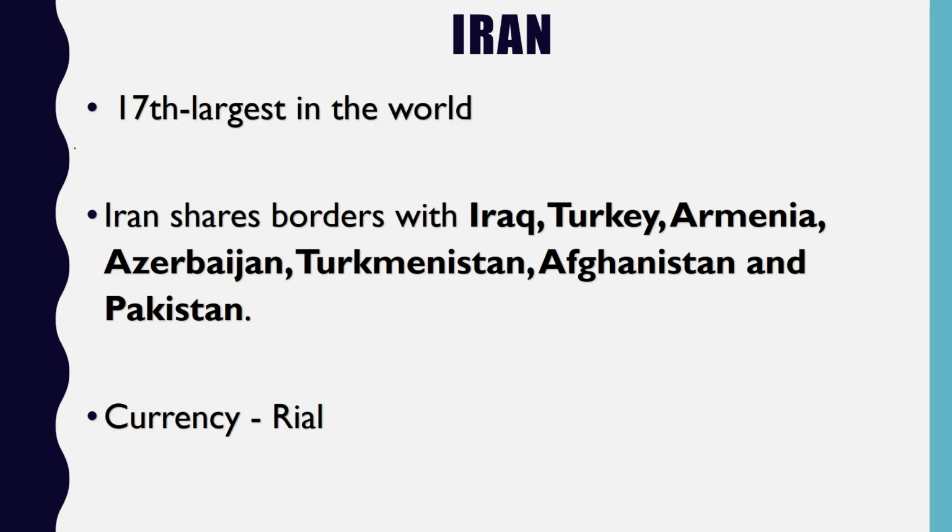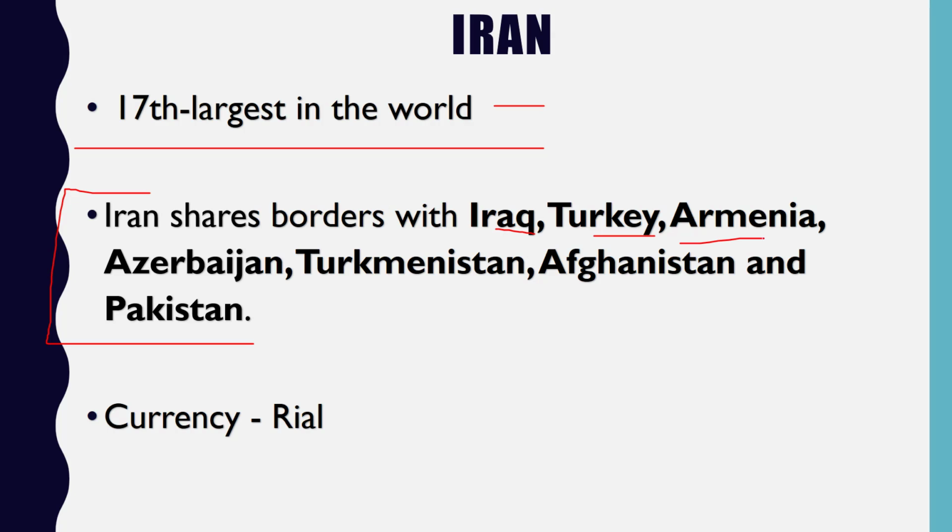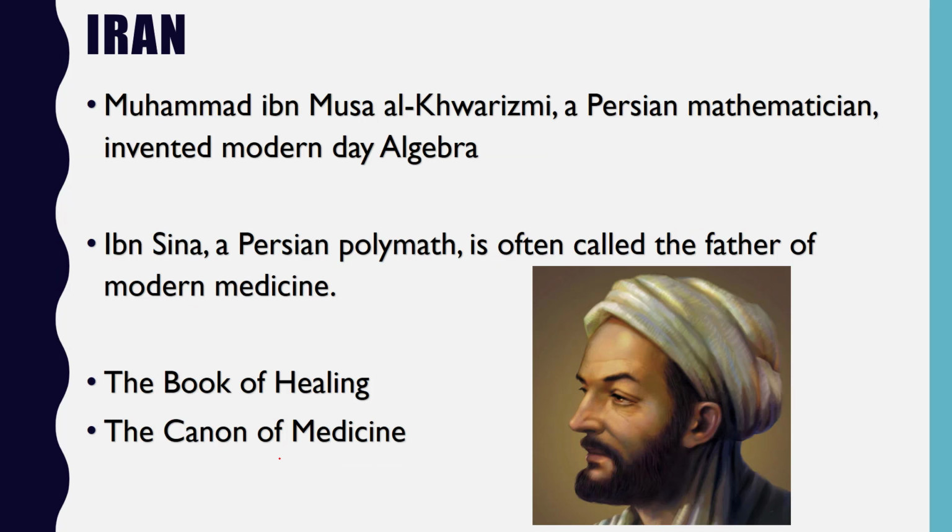So Iran is the 17th largest country in the world. The largest of course is the Russian Federation. Iran shares its borders with Iraq, Turkey, Armenia, Azerbaijan, Turkmenistan, Afghanistan and Pakistan. The currency in Iran is Riyal.